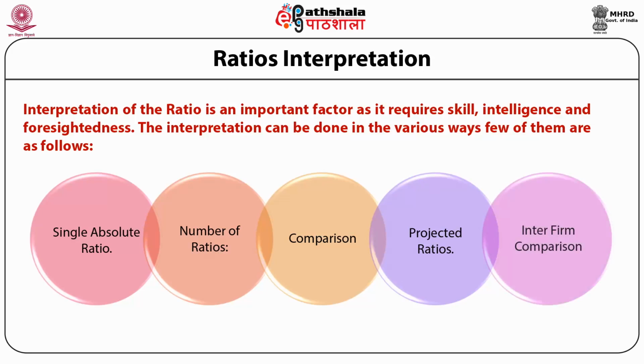Next, inter-firm comparisons. Ratios of one firm can be compared with the ratios of another firm at the same point of time. This type of comparison helps in evaluating the relative financial position of the firm. It is considered as inter-firm comparison.